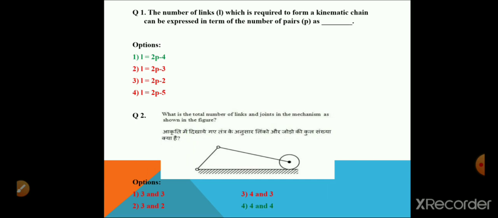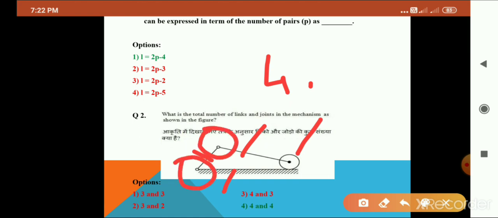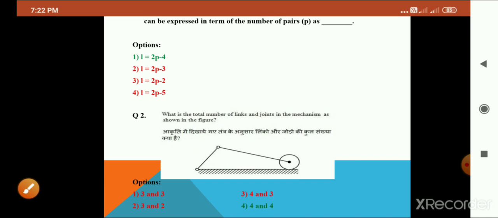Okay, let's come to question number 2. What is the total number of links and joints in the mechanism as shown in the figure? Okay, let's count the links. Here link 1, link 2, the fixed link is link 3, and the roller is link 4. So the number of links is 4. And let's count the joints. Here joint number 1, joint number 2, and the contact between the surface and the roller is joint number 3, and the roller with the link, that hinge, is joint number 4. So the number of joints is also 4. So option 4 is the correct answer.